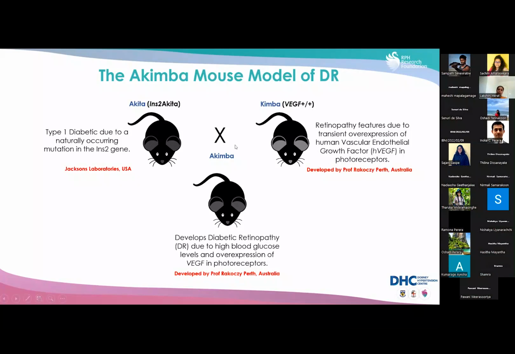And with our Kimba mouse model that was developed here in Perth, the Kimba mouse has an overexpression of VEGF through the photoreceptors of the retina, and hence develops retinopathy-like features without the presence of the diabetic phenotype. However, when we cross the Akita and the Kimba mouse models together, we end up having the Akimba mouse model, which is the diabetic retinopathy mouse model that develops high blood glucose levels and diabetic retinopathy-like features due to the overexpression of VEGF and the interplay of high blood glucose levels.